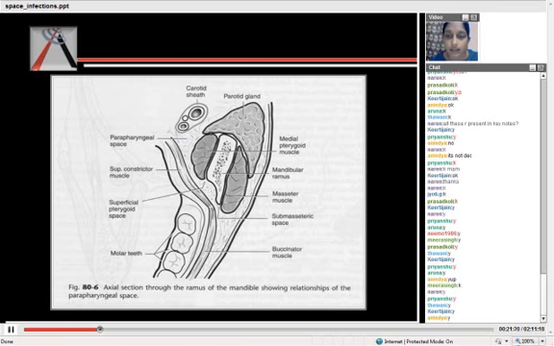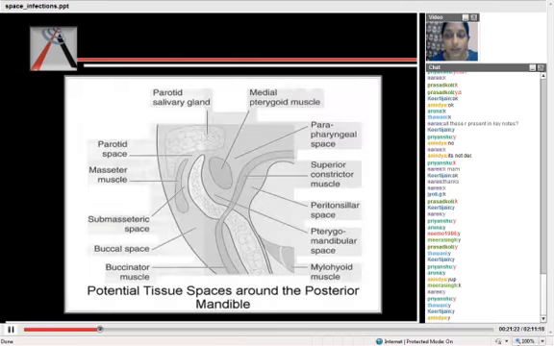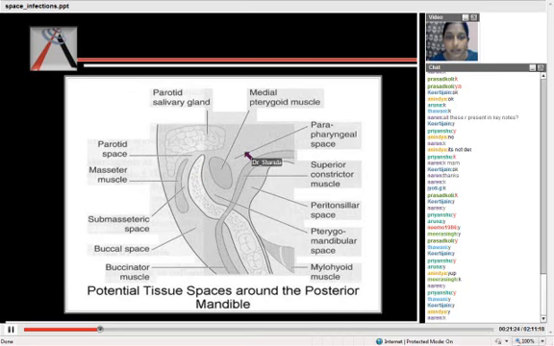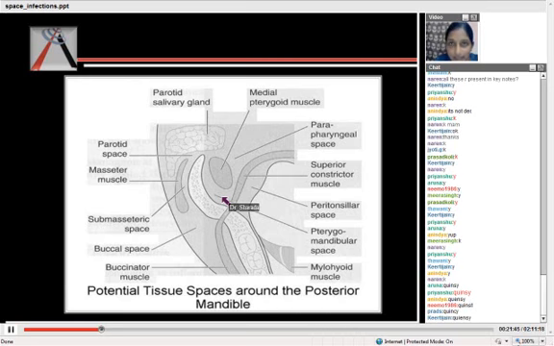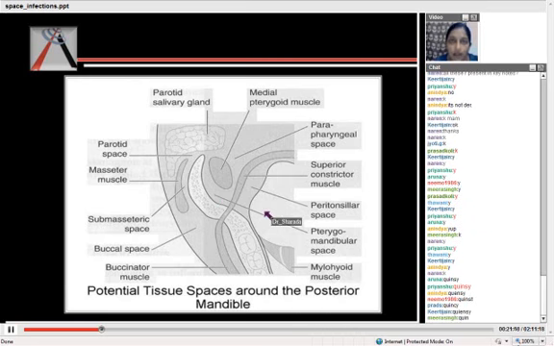Okay? So moving on to the next picture, see here. Same thing, you are having your parapharyngeal space, you are having your superior constrictor muscle, peritonsillar space. Now I have a question for you. What is the infection of the peritonsillar space known as? Quinsy. Yes, it is Quinsy. So now you know, peritonsillar, around your tonsil.